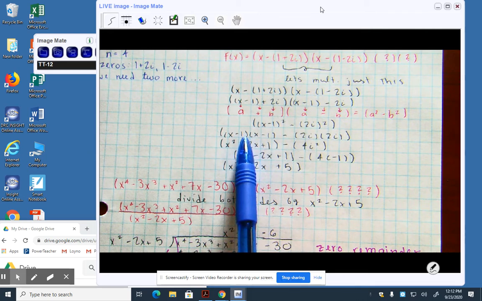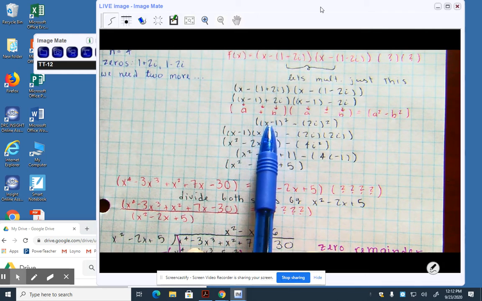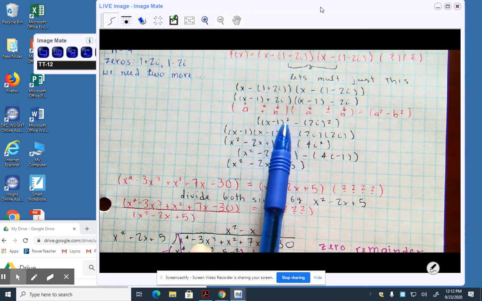Okay, so let's square these out. x minus 1 squared is x minus 1 times x minus 1. Pull down my negative sign.